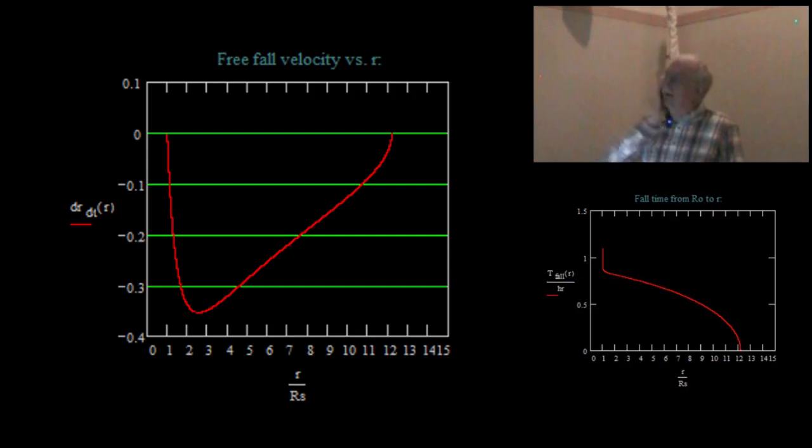But when it gets to about 2.5 Schwarzschild radiuses of the black hole, it starts slowing down. And by the time it reaches the event horizon, which on this drawing is 1 r sub s, I'm sorry, these distances are given in terms of r sub s. So the Earth would be about 12 Schwarzschild radiuses from that black hole, and the event horizon is at 1. The particle stops.